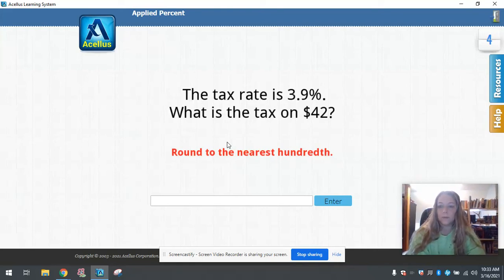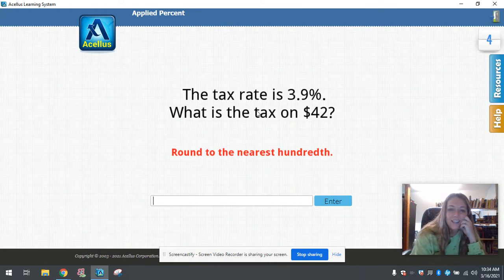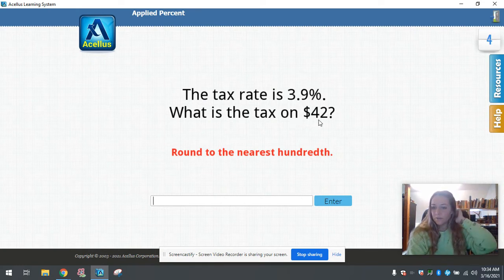All right, applied percent. So this is how you can figure out what problem they're giving you. It's a sales tax. We don't have sales tax in Oregon, which is why my Californian cousins like to come and shop up here, and why when I go visit them, I don't like to shop. We're given this tax rate. The tax rate is 3.9%. What is the tax on $42?